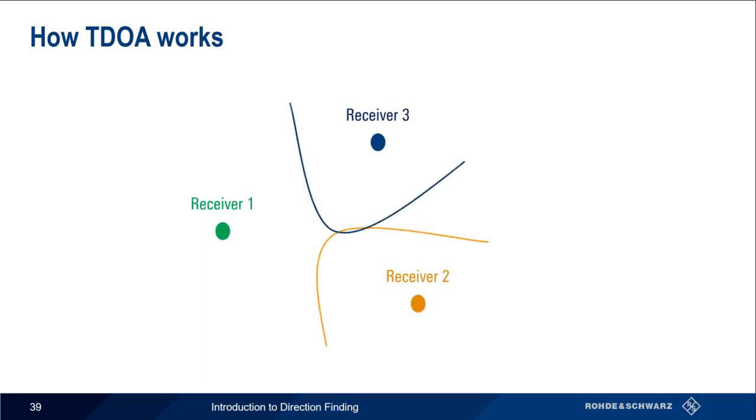If we have 3 receivers, we'll also have 3 hyperbolae, one between receivers 1 and 2, another between receivers 2 and 3, and a third between receivers 1 and 3. The location of the source is at the intersection of these 3 curves. It is of course possible to have more than 3 stations, but it should be clear that a minimum of 3 stations is needed to obtain an unambiguous position fix.